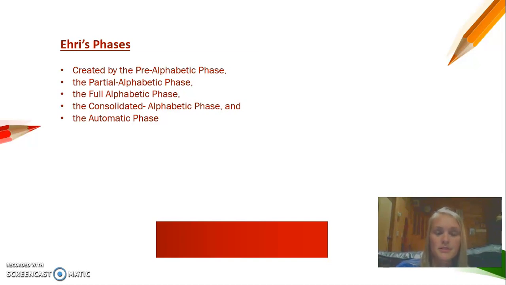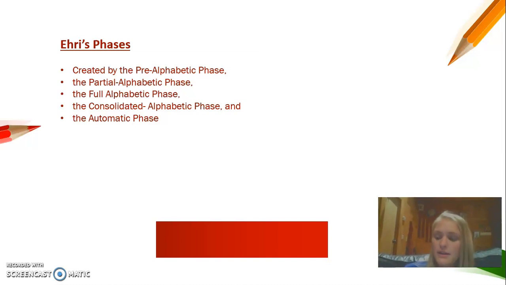Now, the partial alphabetic phase is the end of kindergarten and beginning of first grade, and that's where students are learning sight words and getting a beginning understanding of reading. In the full alphabetic phase, that's first grade and the end of first grade, students are really building a strong foundation for reading. But by the consolidated alphabetic phase, it's like second grade, students are expanding their vocabulary and creating spelling patterns until they get to the automatic phase, which is when reading becomes natural.